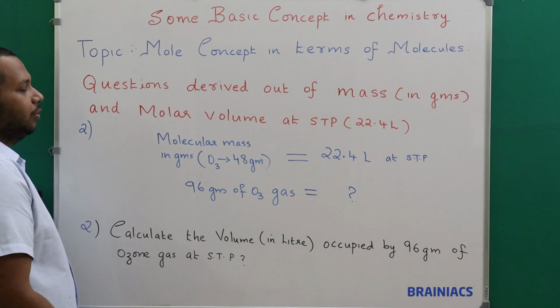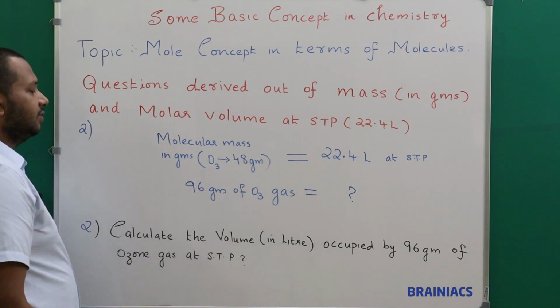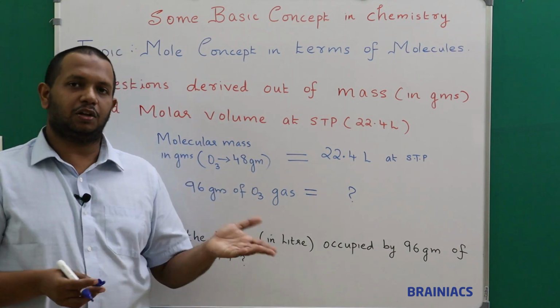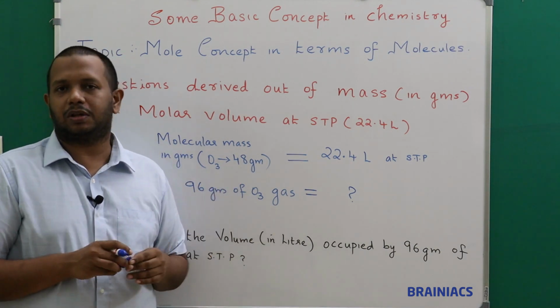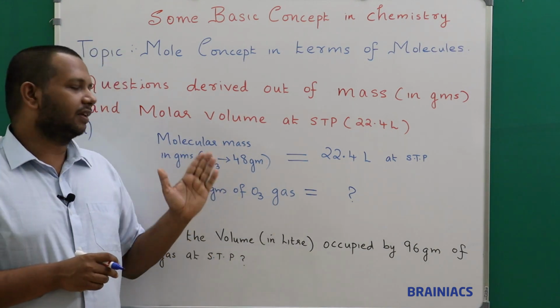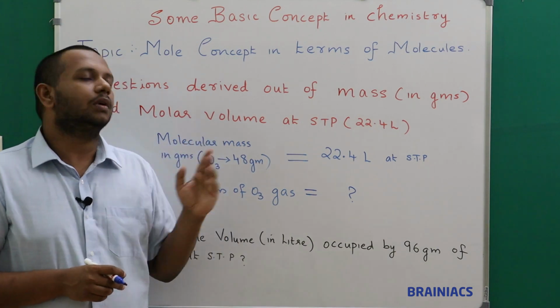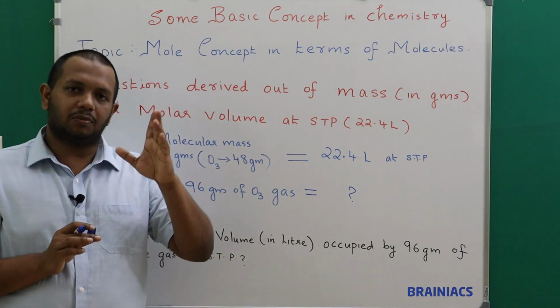Okay. Now you tell me how to convert 48 to 96. So you know that it is 48 into 2. Okay, that is for simplicity I am putting these values. But actually what is the classical method? Convert this to 1 gram. How? Divide by 48. So it will become 1 gram.